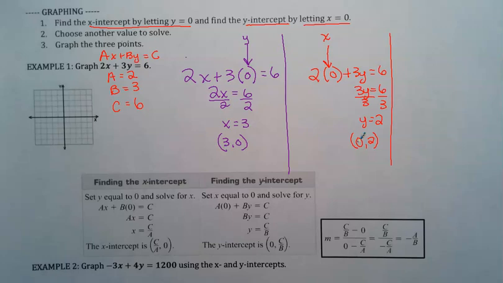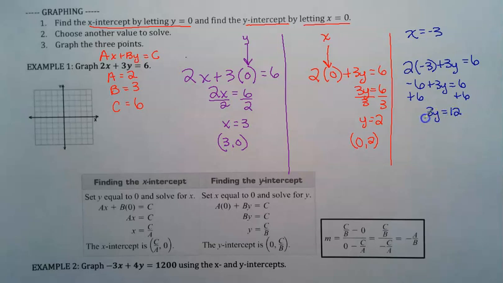So I'm going to pick negative 3 for my x value. So let's let x equal negative 3. So I'm going to do 2 times x, so negative 3, plus 3y equals 6. So 2 times negative 3 is negative 6, plus 3y equals 6. So I'm going to add 6 to both sides, have 3y equals 12, divide by 3, and y equals 4. But again, I have my ordered pair because I said x equals negative 3. So this is negative 3, 4 for my ordered pair.